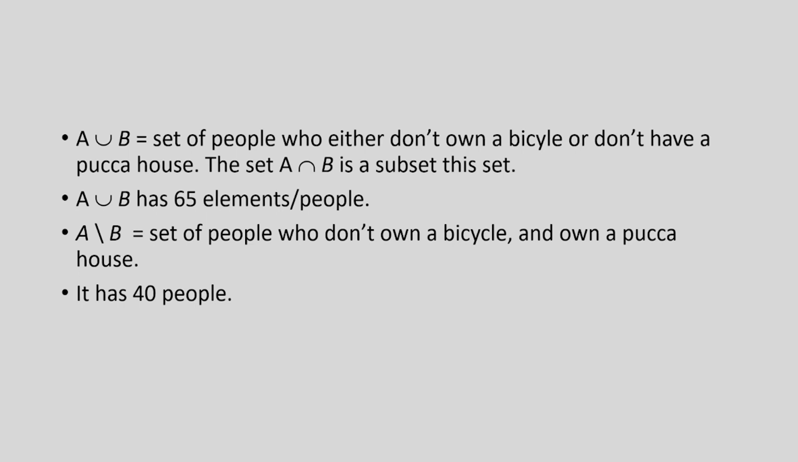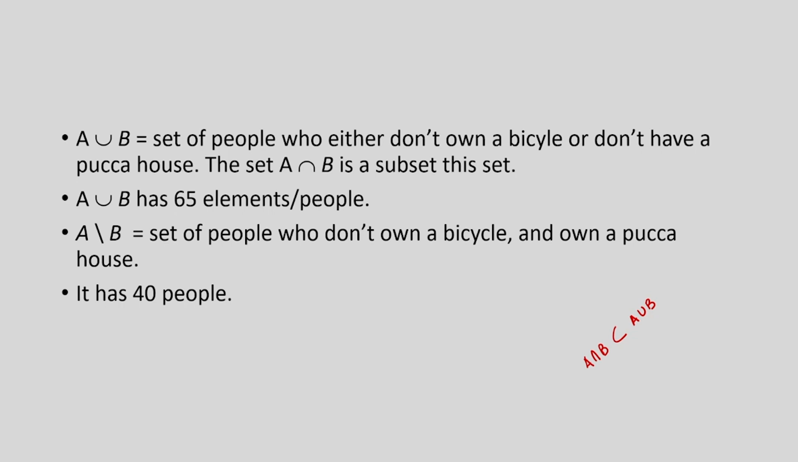The set A intersection B is a subset of this set. So, we can write it like this, that A intersection B is actually a subset of A union B, right. And you can see this quite logically, that people who belong to A intersection B, they do not have a pakka house, at the same time they do not have a bicycle. So, they are satisfying both the criteria. So, obviously, they will be satisfying at least one of the criteria. So, therefore, they belong to A union B.